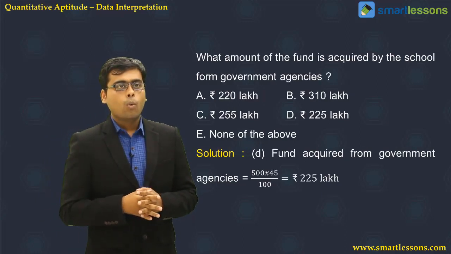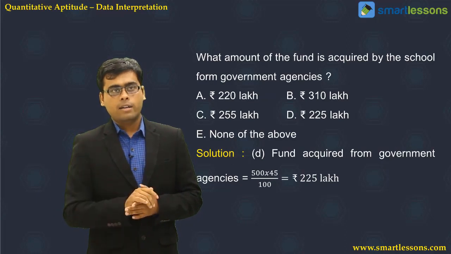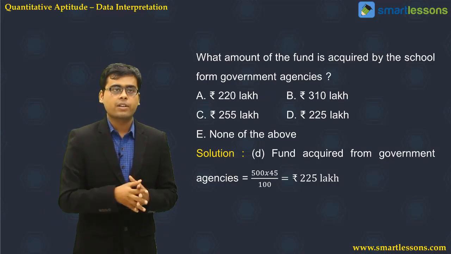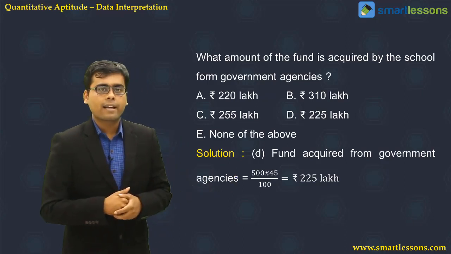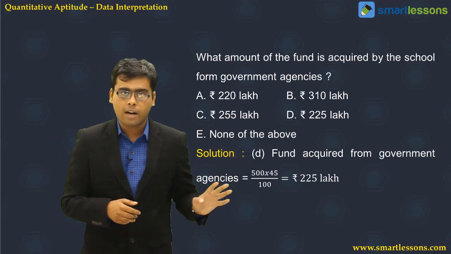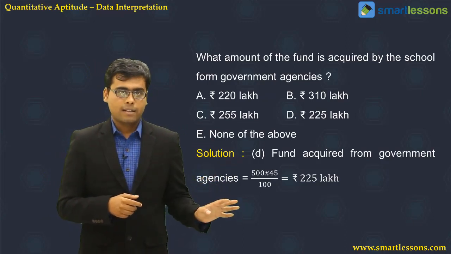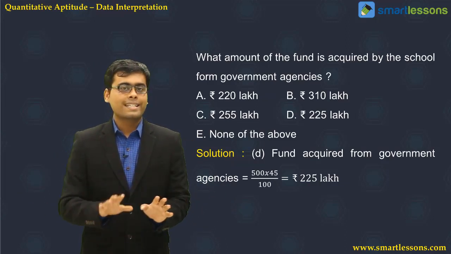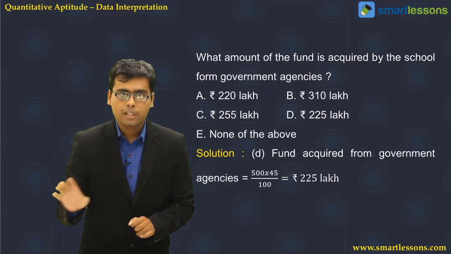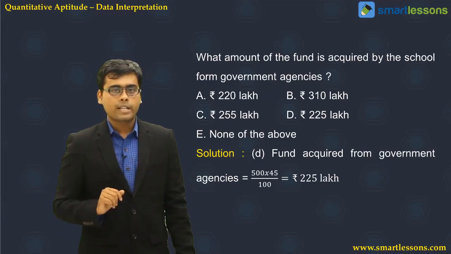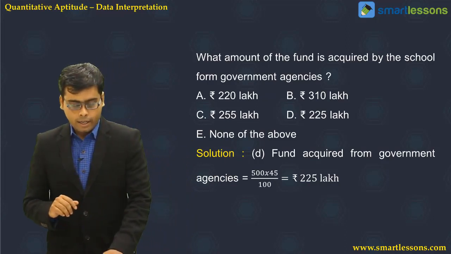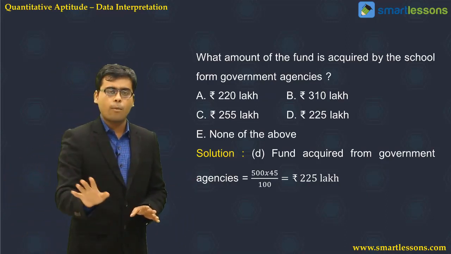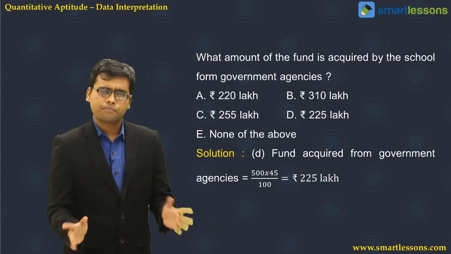Another question: what amount of the fund is acquired by the school from government agencies? We have already calculated that, it is 45% of the total fund. The total fund is 500 lakh, so 45% of 500 lakh is 225 lakh. So the school is getting 225 lakhs from the government agencies. So option D is the correct option. So this is the way you have to exploit the pie charts. This is also another form of representation, right?